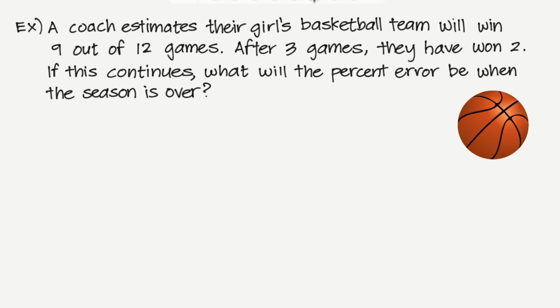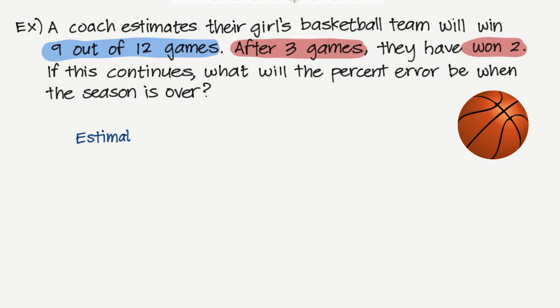This time it says a coach estimates that their girls' basketball team will win 9 out of their 12 games. After 3 games, they have won 2. If this continues, what will the percent error be when the season is over? So again, let's record the ratios for the estimated amount, which is 9 out of 12, and compare that to the actual amount so far, which would be 2 out of 3.